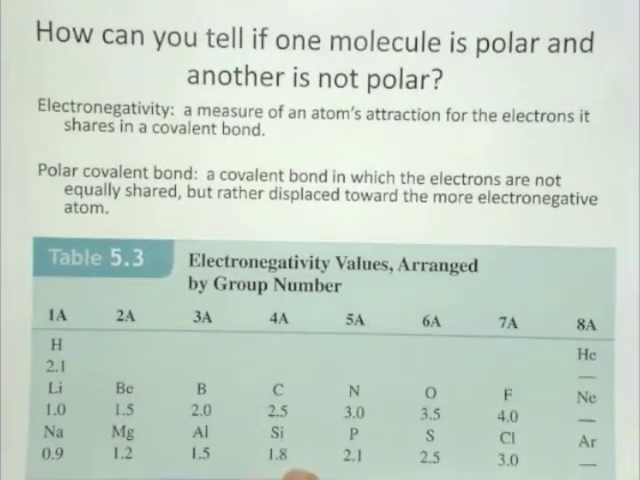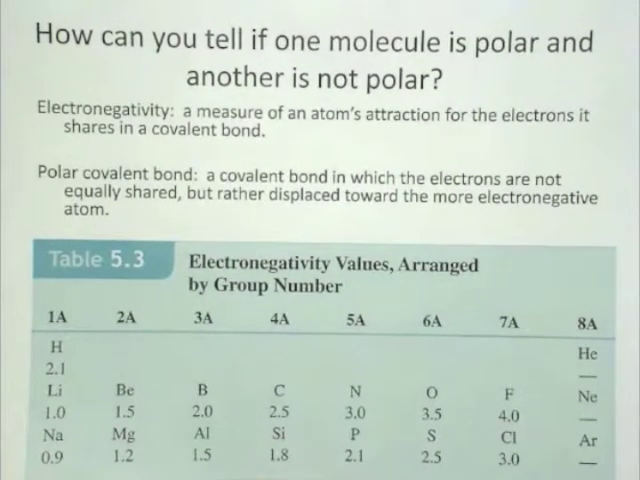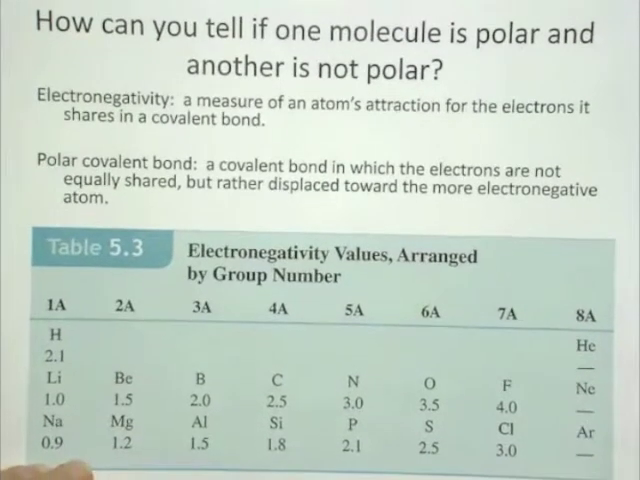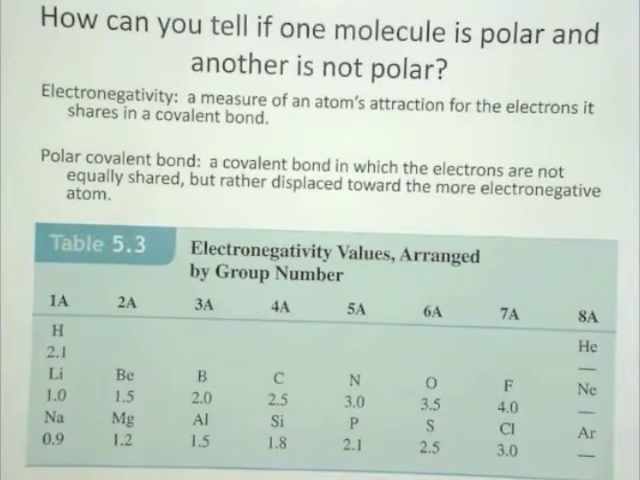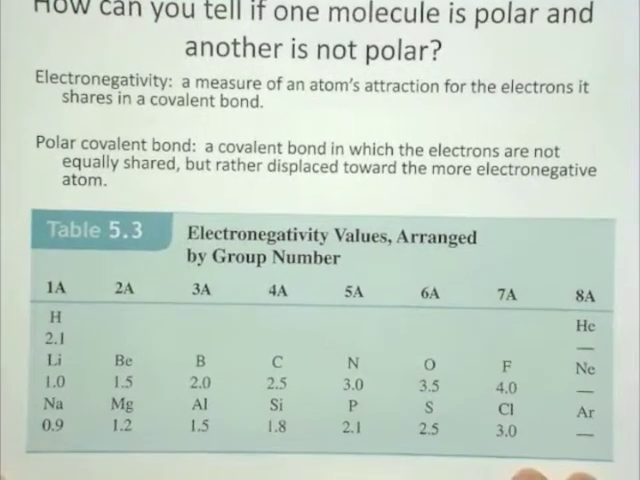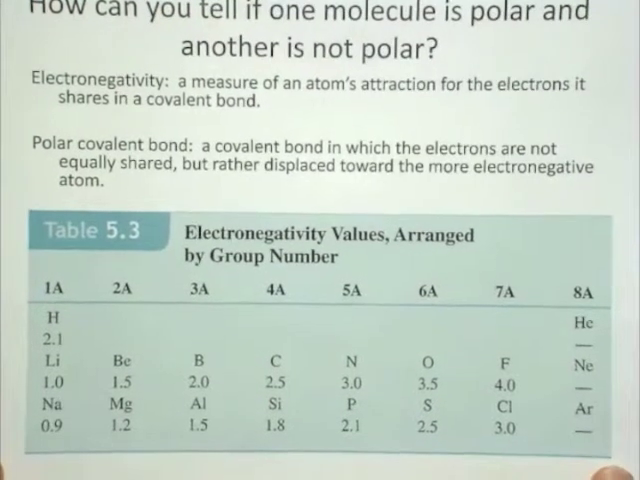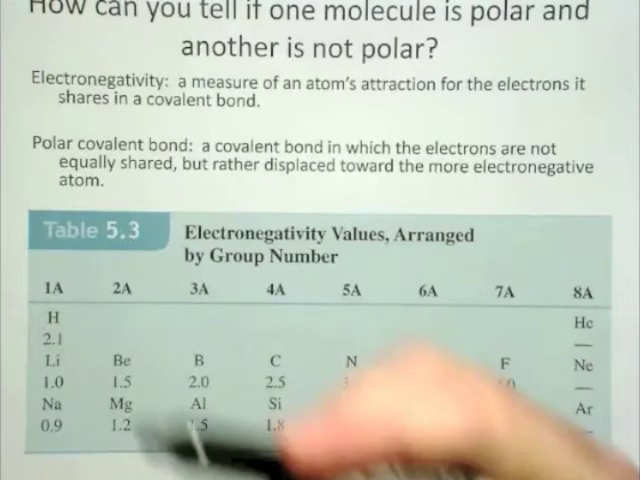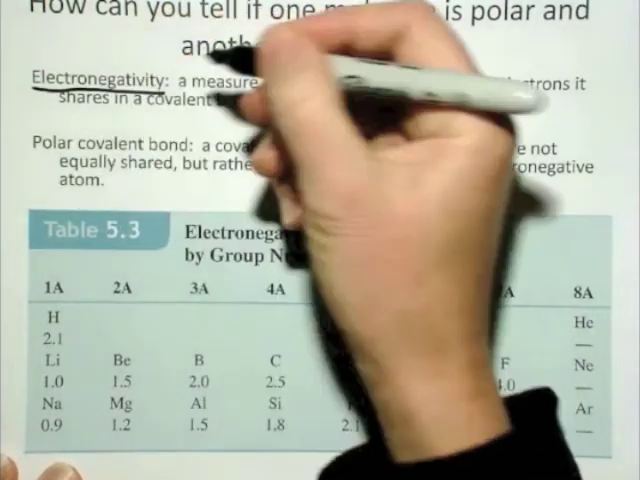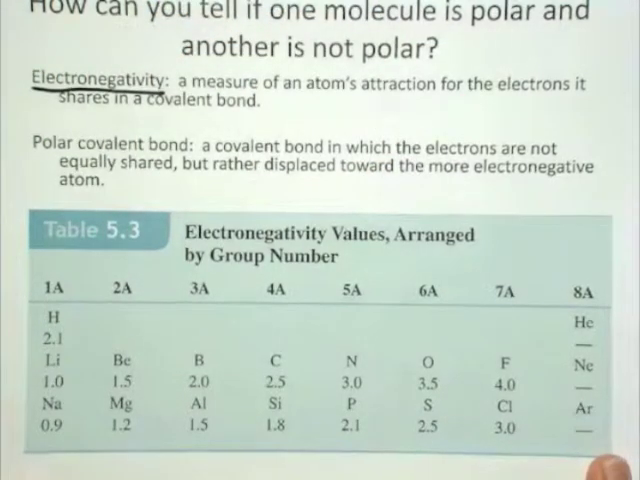Well, first of all, before you can determine if a molecule is polar or nonpolar, you have to understand if the bond itself is polar or nonpolar. This idea of electronegativity is the measure of an atom's attraction for the electrons it shares in a covalent bond. So we can use the concept of electronegativity to determine whether or not the bond itself is polar. And once we figure out whether or not the bonds within the molecule are polar, then we have to take one more step to determine if the molecule as a whole is polar.